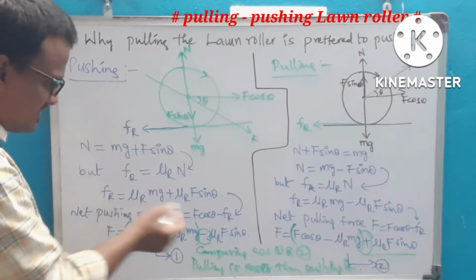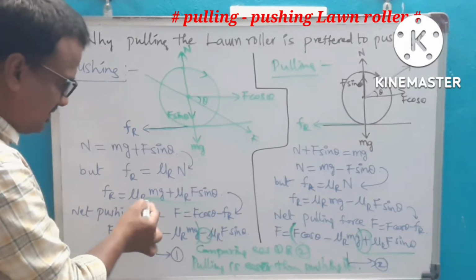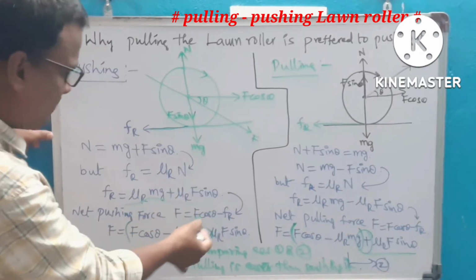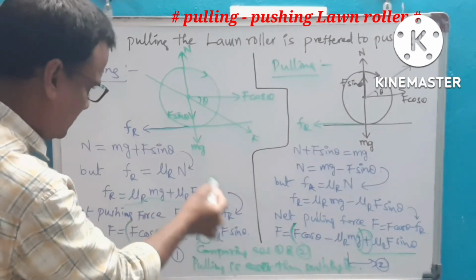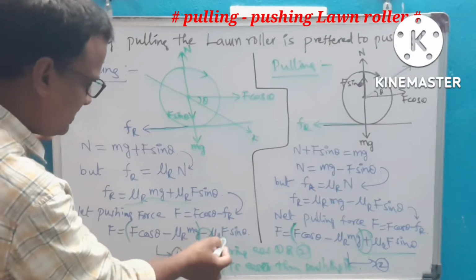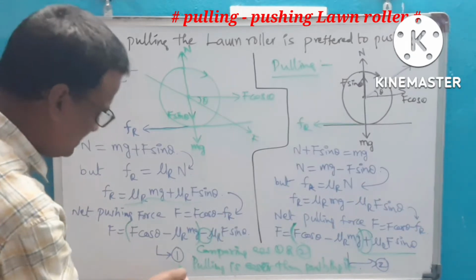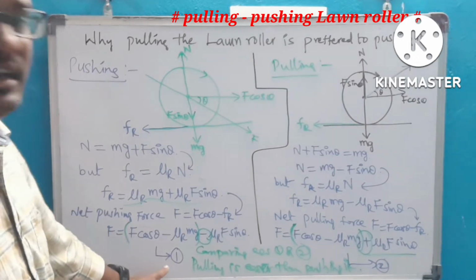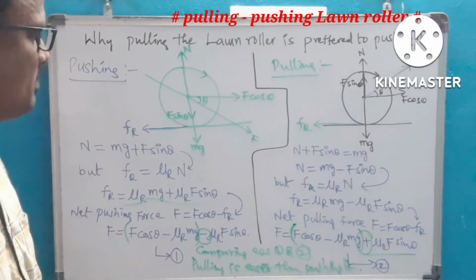So now in place of Fr, we can substitute this equation. F cos theta minus Fr, and in place of Fr we can substitute this equation. Then finally we get this equation, and we can call this equation number 1.